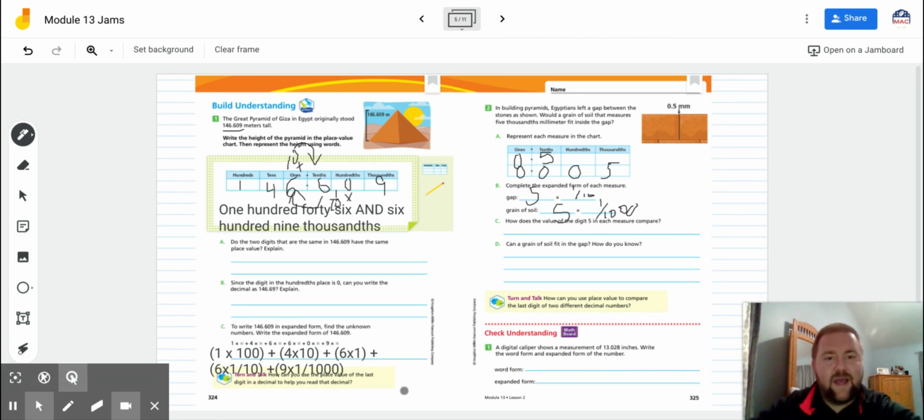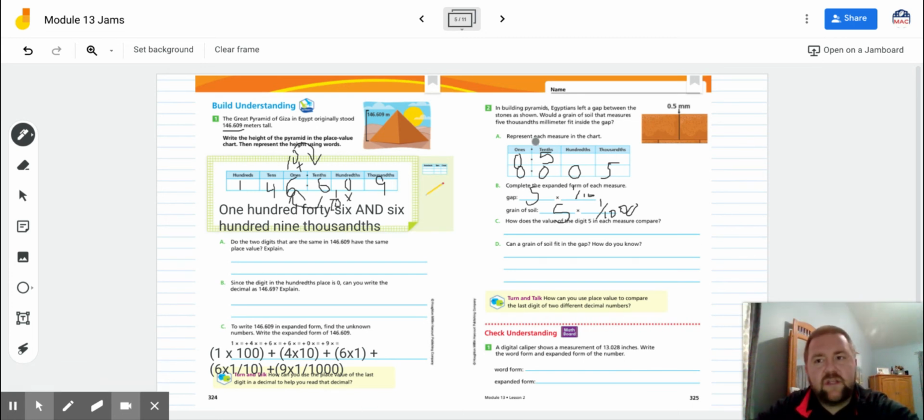But the question is, how much greater is it? Well, we said every time we jump a place value column, so here we had 1, here we had 2, every time you jump, it's multiplying by 10. So since I jumped 2 places, it would be 100 times the size, 100 times greater. The gap is 100 times greater.